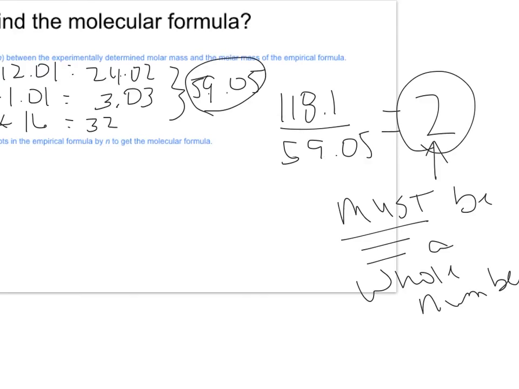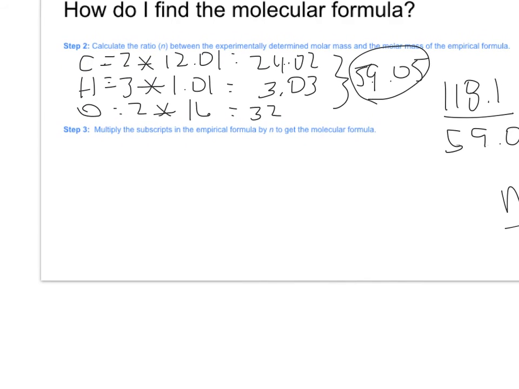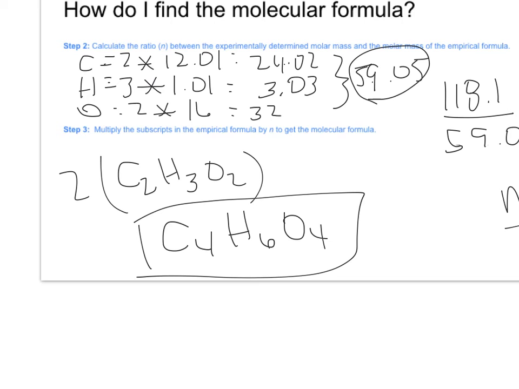The reason why is that we take this answer and multiply all the subscripts in the empirical formula by that number. So our empirical formula is C2H3O2, and we're going to multiply all that by 2 to get a molecular formula of C4H6O4, and that is your molecular formula. Now this is the longest type of problem that you will probably get for determining molecular formulas.